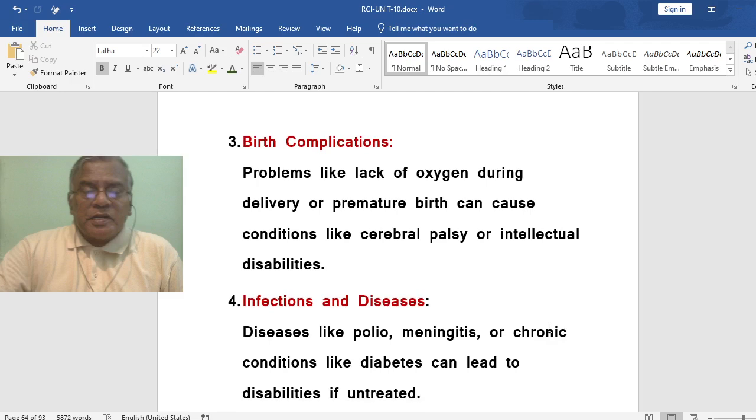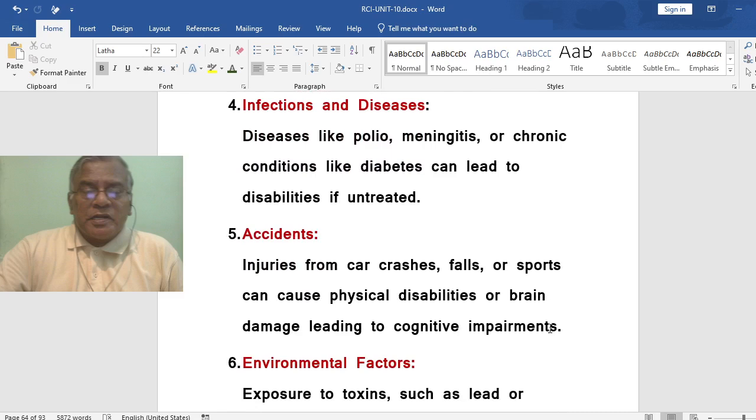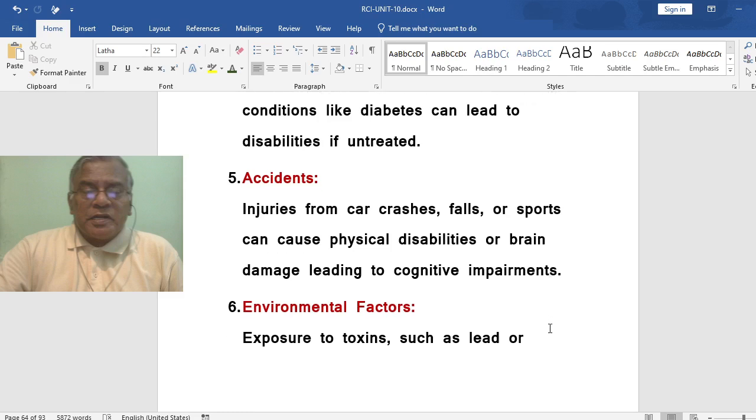Then birth complications. Problems like lack of oxygen during delivery or premature birth can cause conditions like cerebral palsy or intellectual disabilities. So birth complications are another cause. Then infections and diseases like polio, meningitis, or chronic conditions like diabetes can lead to disabilities if untreated. Then accidents, another cause of disabilities. Injuries from car crashes, falls, or sports can cause physical disabilities or brain damage, leading to cognitive impairments.